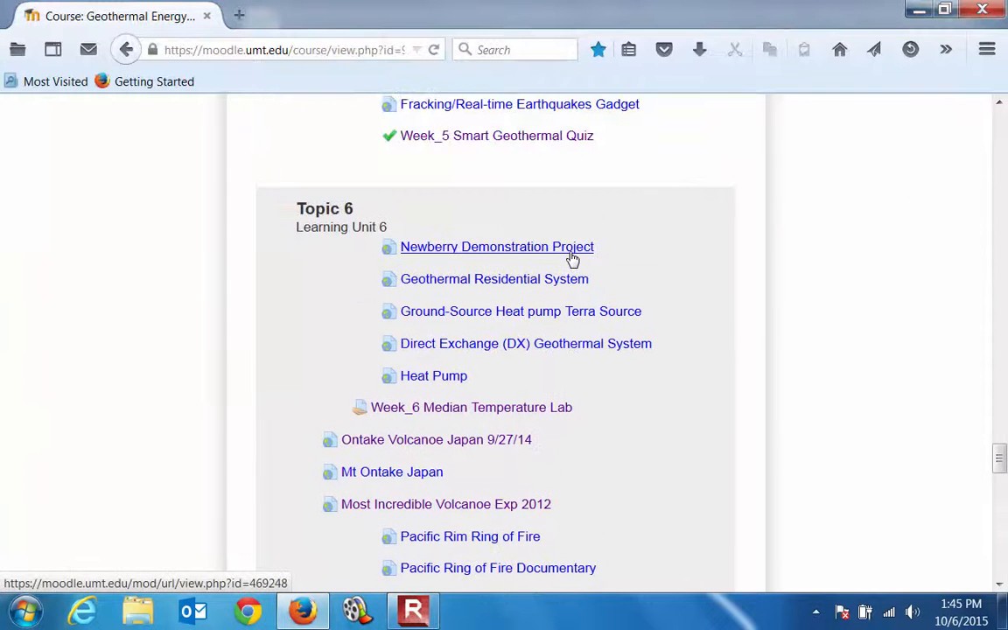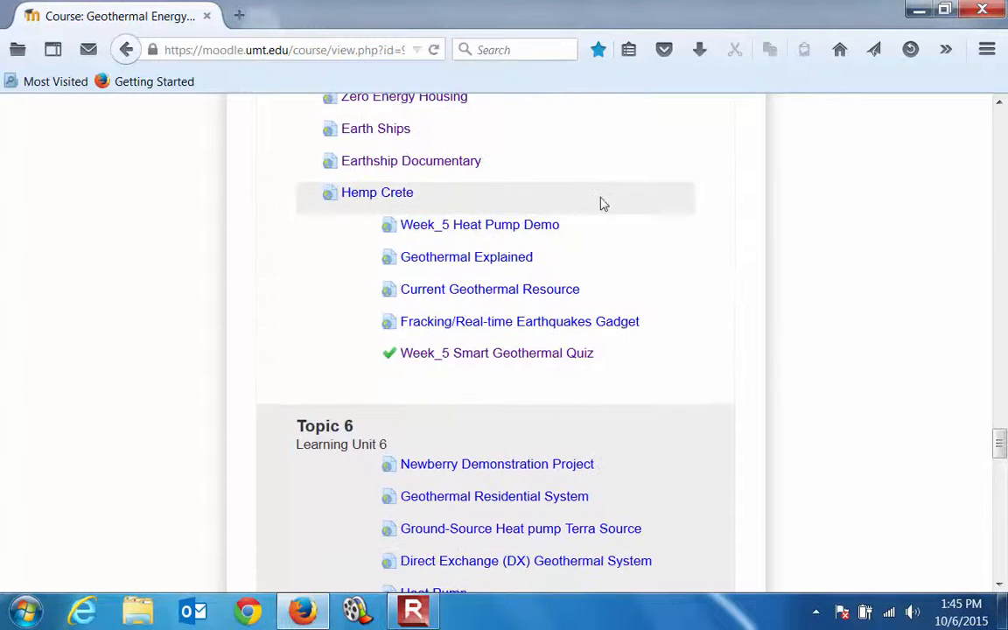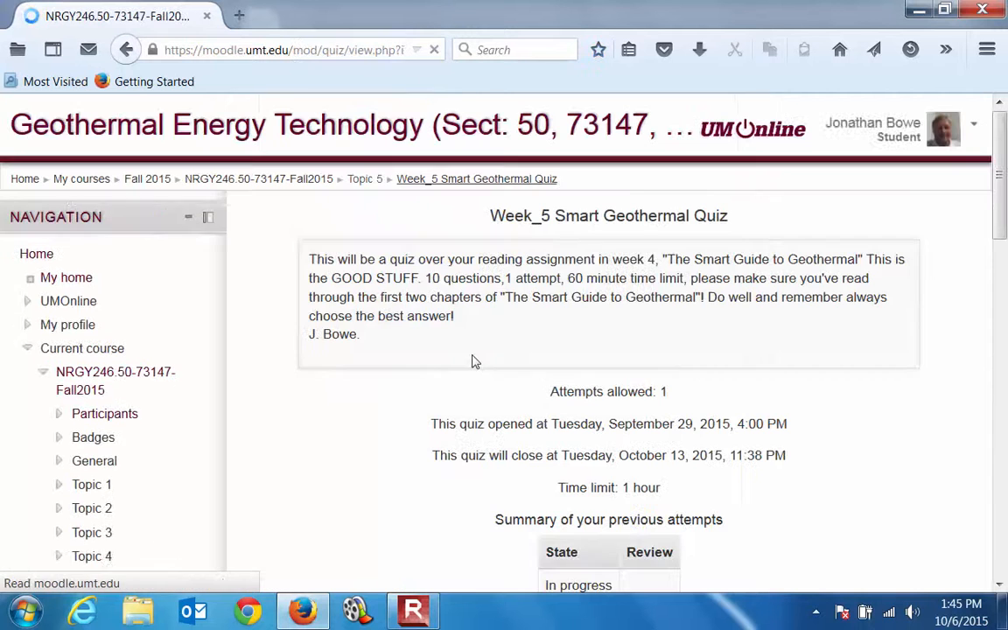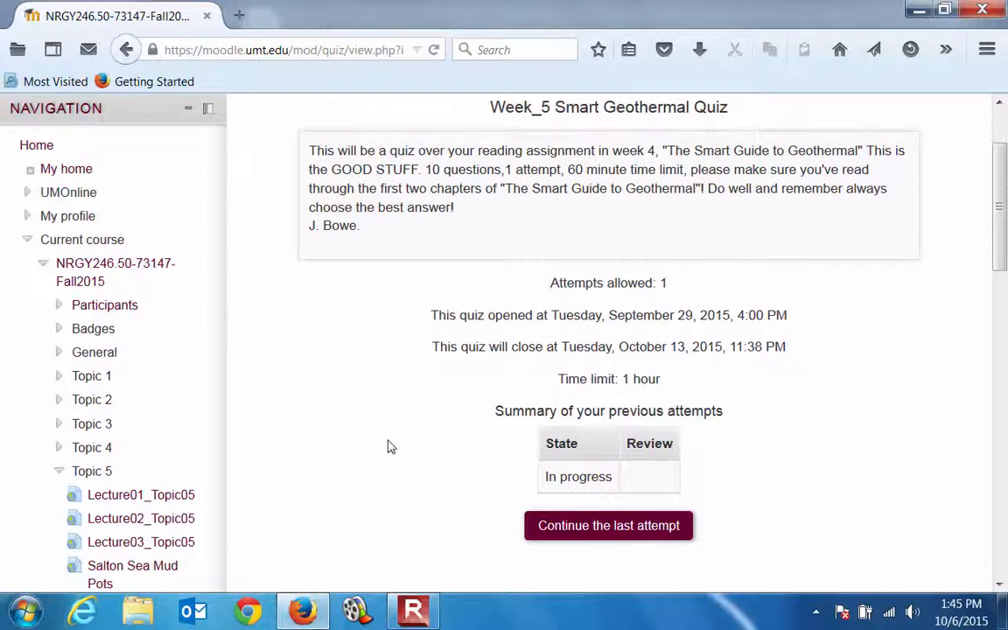So if we take a look here at the quiz from last week, the quiz on your smart geothermal, do take a peek at that. Let me know how that works out.